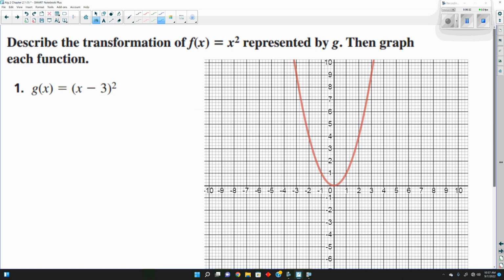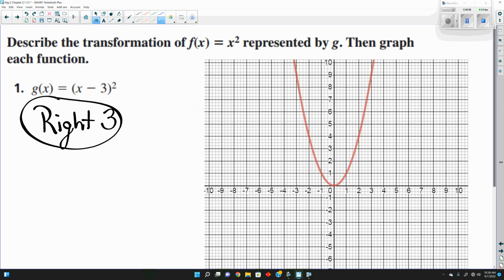Let's look at this next one here. We have g of x equals x minus 3 squared. So how would this one move? How far? Is there anything else being done to this function? No. Because if it had plus 2 on the outside, then yes, it would move up 2. The 2 is just the square. It's telling us it's a quadratic.